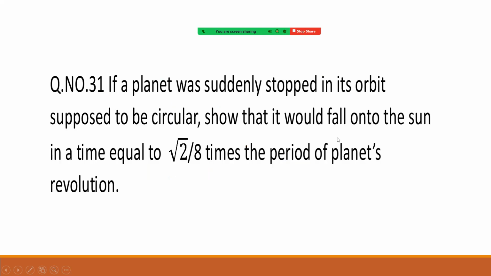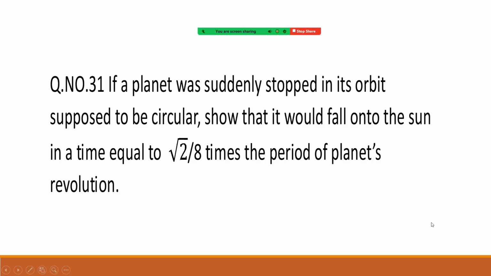See first one. If a planet was suddenly stopped in its orbit, supposed to be circular, show that it would fall onto the sun in a time equal to root 2 by 8 times the period of planet's revolution. Let us see how to solve it.